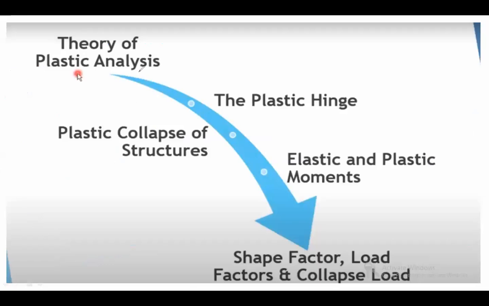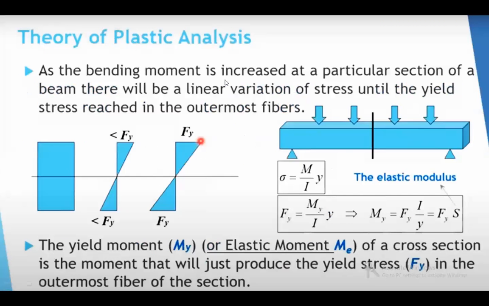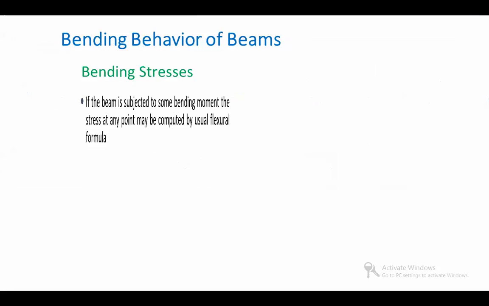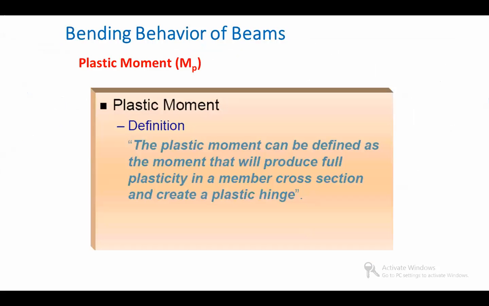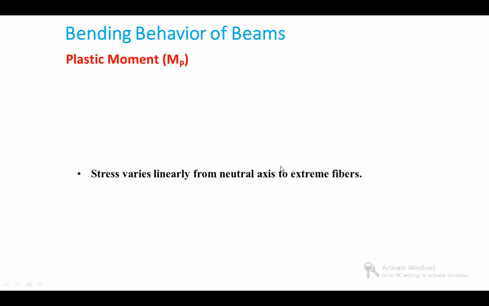Now, if you see the theory of plastic analysis, in that we have to study plastic hinge, collapse of structure, elastic and plastic moment, shape factor, load factor, and the collapse load. So I will go to the next part, that is called the shape factor. Okay, plastic moment can be defined as the moment which will produce full plasticity in the member cross section and create the plastic hinges, right?